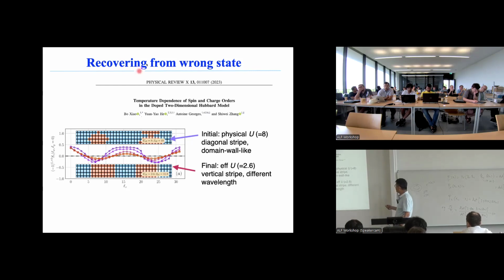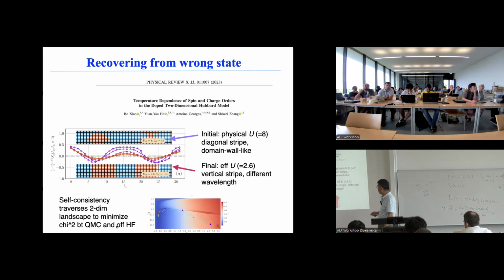In the final answer, the mean field calculation finds an optimal effective U of 2.6 compared to 8. The actual physical U is 8. So mean field grossly exaggerates the order, and the self-consistency procedure tells you that the mean field is overestimating by a lot. And it finds the vertical stripe, which is a different wavelength. So it recovers, and this is a plot of the self-consistency search.